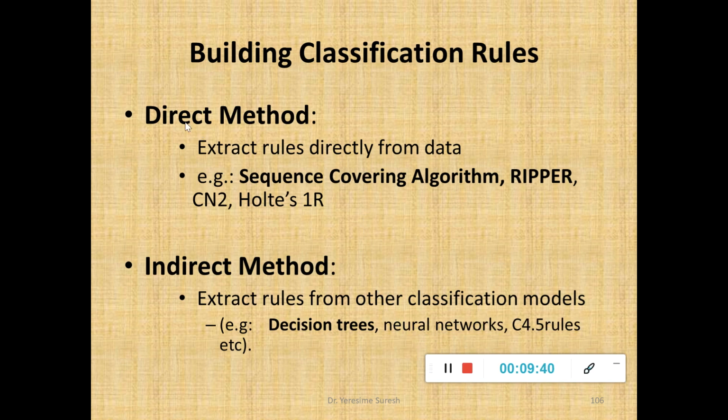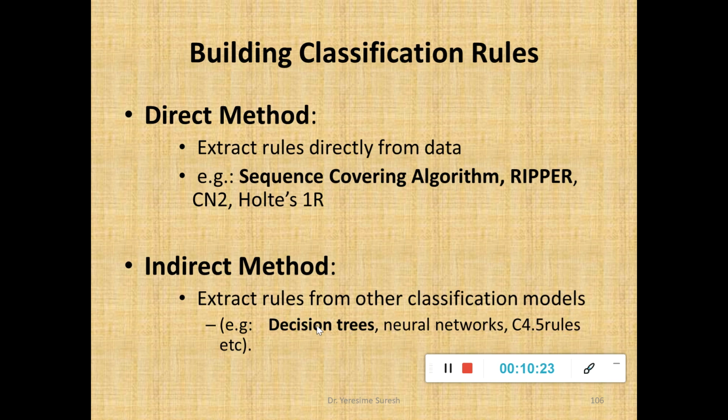There are two methods. One is the direct method, the other one is the indirect method. In the case of the direct method, rules are directly extracted from the data set. In your syllabus we are supposed to cover two algorithms: the first one is the sequential covering algorithm, the second one is the Ripper algorithm. The second category of extracting classification rules is called the indirect method, wherein the rules are extracted from classification models. Examples are decision tree, neural network, C4.5 rules. In your syllabus we are supposed to discuss only decision trees.